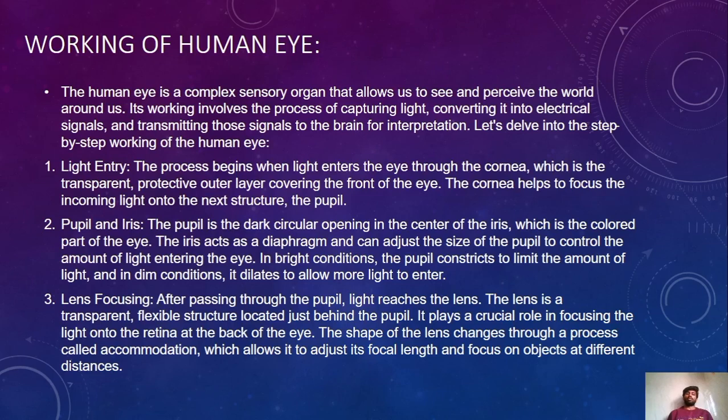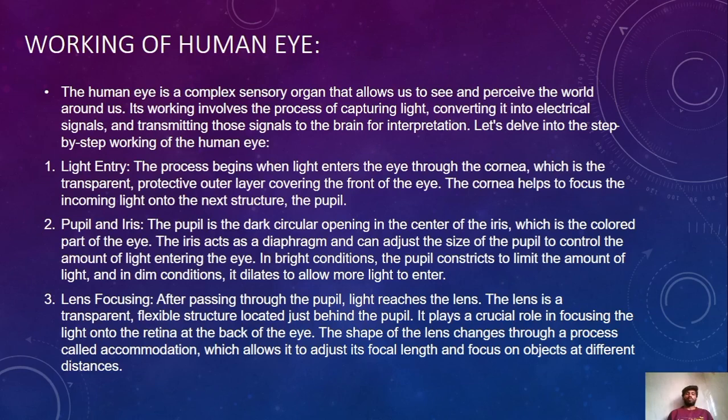Pupil and iris. The pupil is the dark circular opening in the center of the iris, which is the colored part of the eye. The iris acts as a diaphragm and can adjust the size of the pupil to control the amount of light entering the eye. In bright conditions, the pupil constricts to limit the amount of light in, and in dim conditions, it dilates to allow more light to enter.